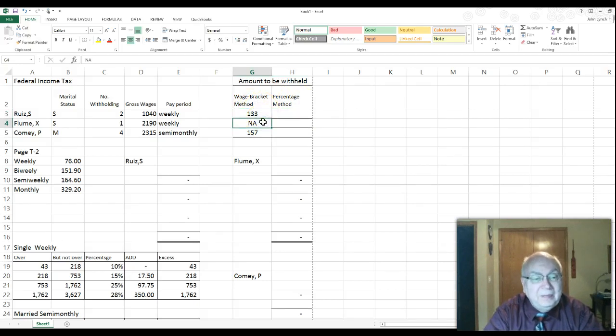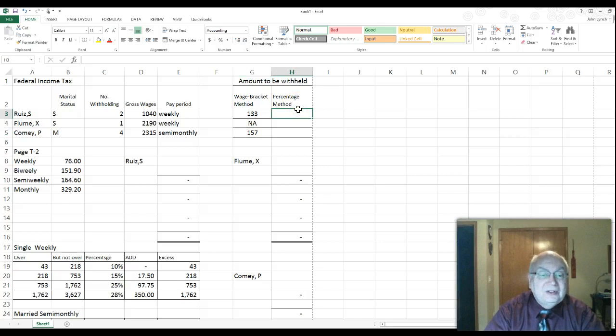This one is beyond the wage bracket table. So what you have to do on that one is use the percentage method. And that's not really the answer. They do get taxed, but you have to use the percentage method. Based on this problem, you cannot answer that one. And this one is 157 because you make sure you go to the semi-monthly married table, okay? Because for each time period, they have two tables.